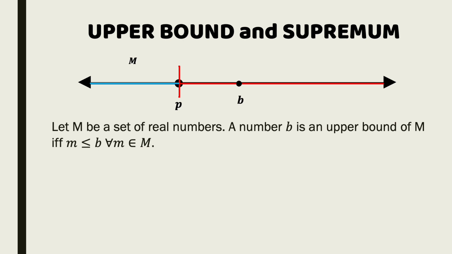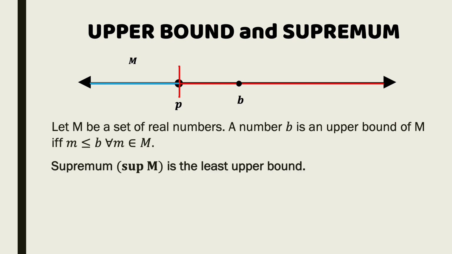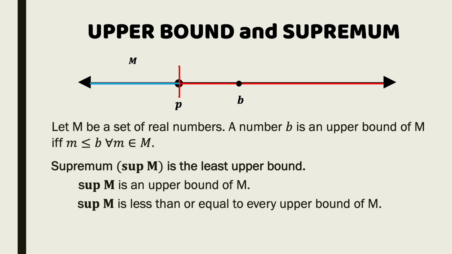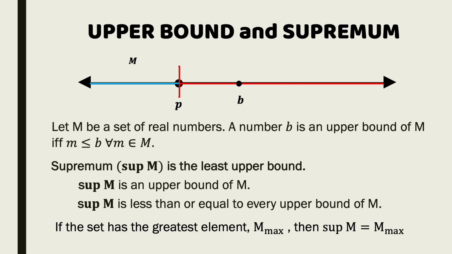The least of all the upper bounds is called the supremum, and there are two conditions that should be met for it to become a supremum. First, it should be an upper bound of m. Second, it should be less than or equal to every upper bound of m. So in this set, p is the supremum, and since it is part of set m, it is also the maximum value of m, or m max. Thus, if the set has the greatest element, m max, then the supremum of m is equal to the maximum value of m, or m max.